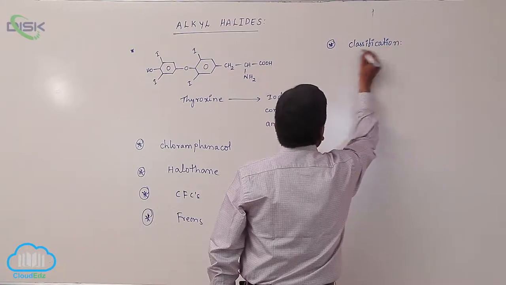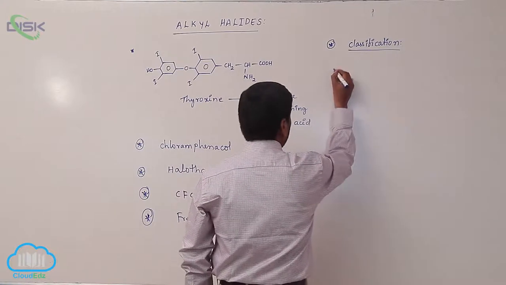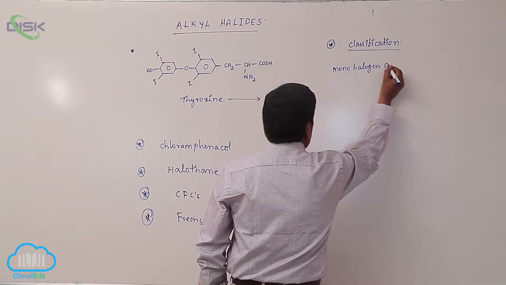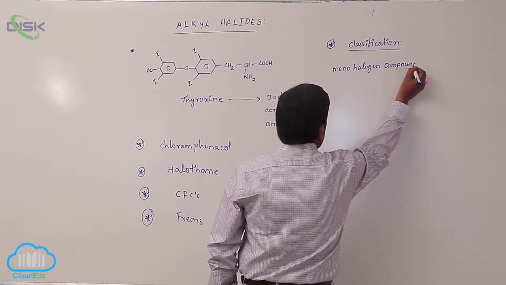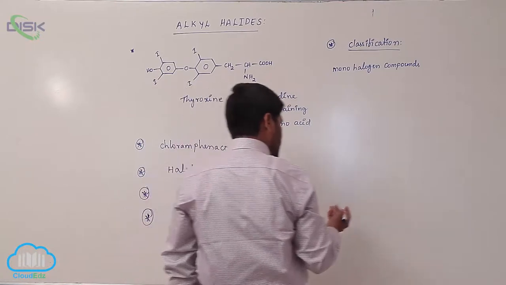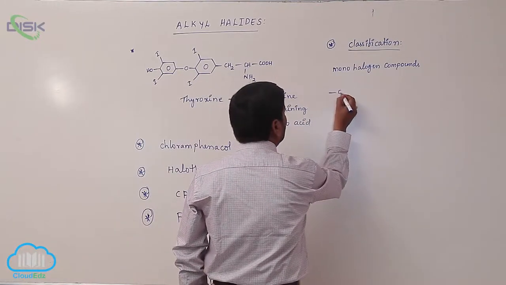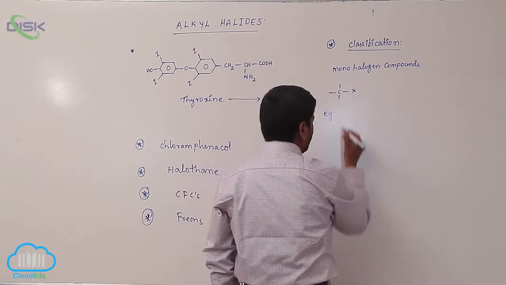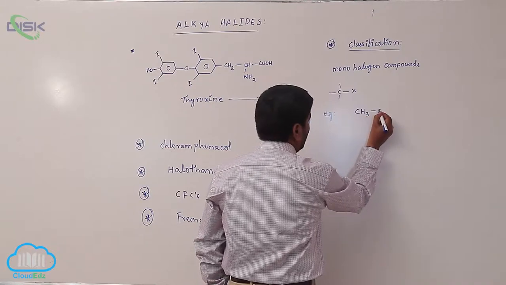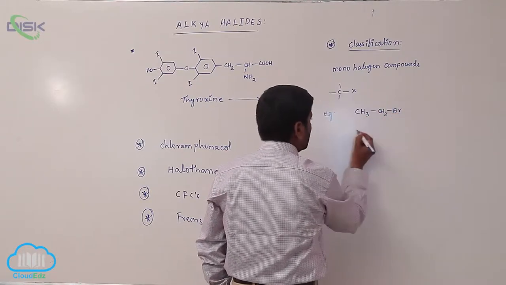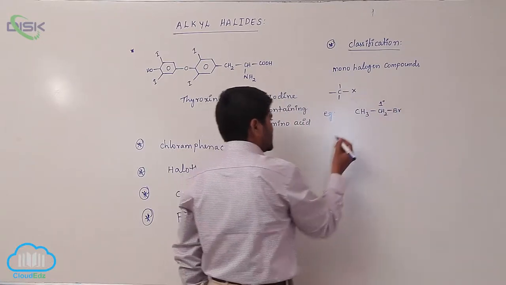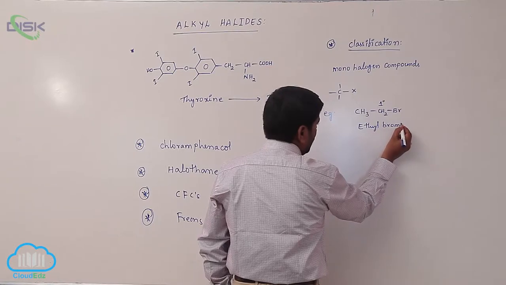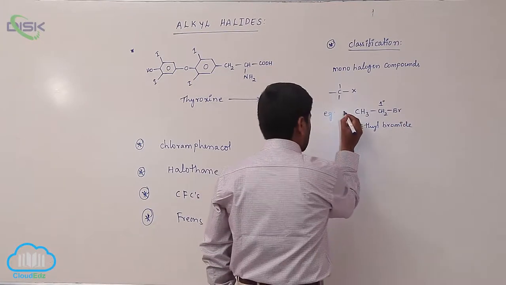Then classification. First one, monohalogen compounds or monohalides. Examples for monohalides is CH3, CH2, Br. This is which carbon? Primary carbon, known as ethyl bromide. This is the first compound.